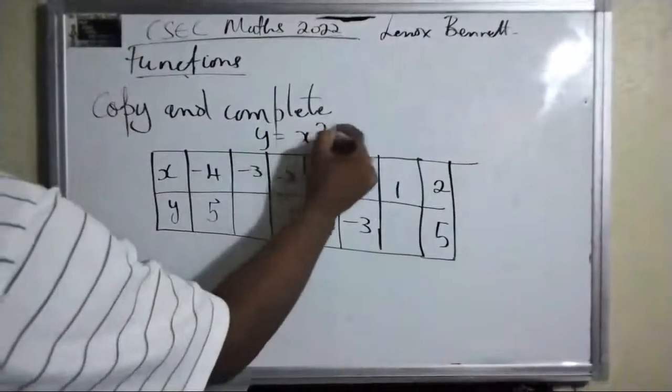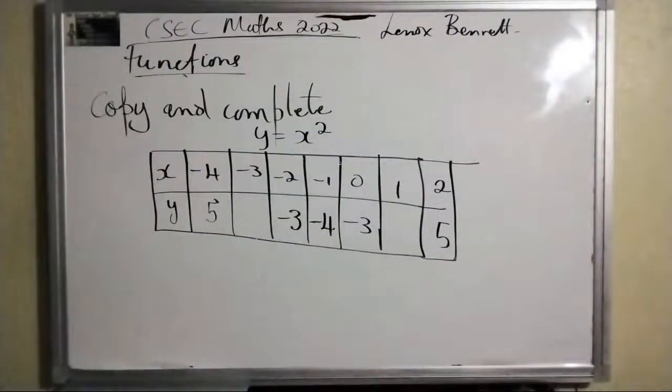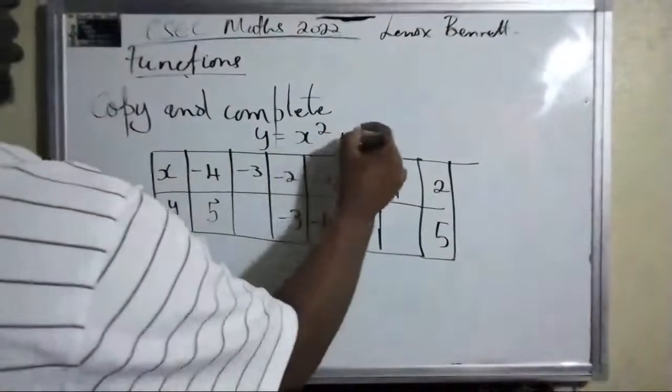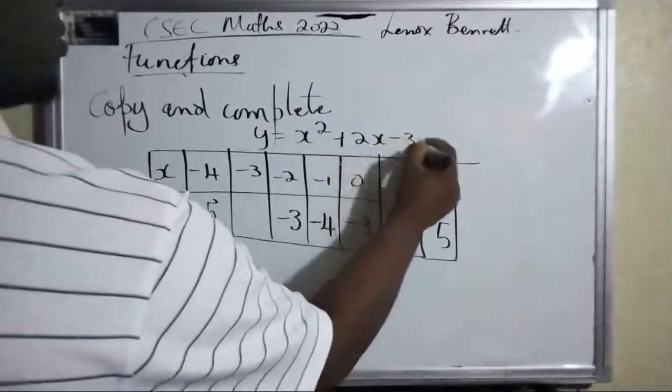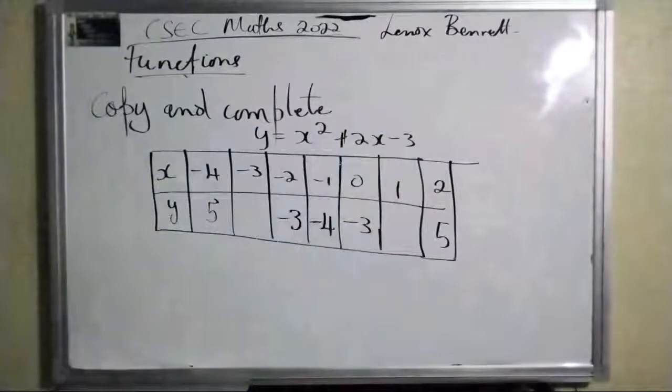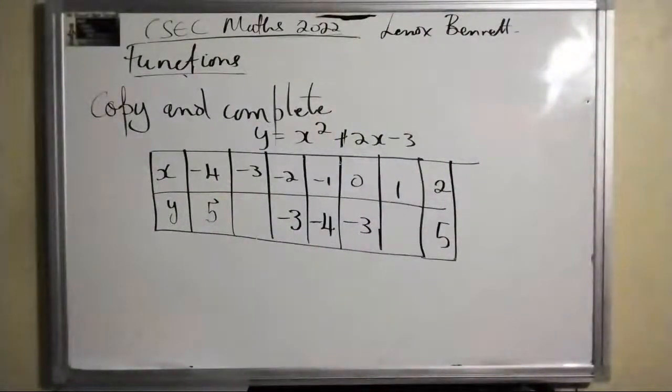So go ahead and try that. x squared plus 2x minus 3. Alright, so that was the equation. So go ahead and solve for 3 and for 1.